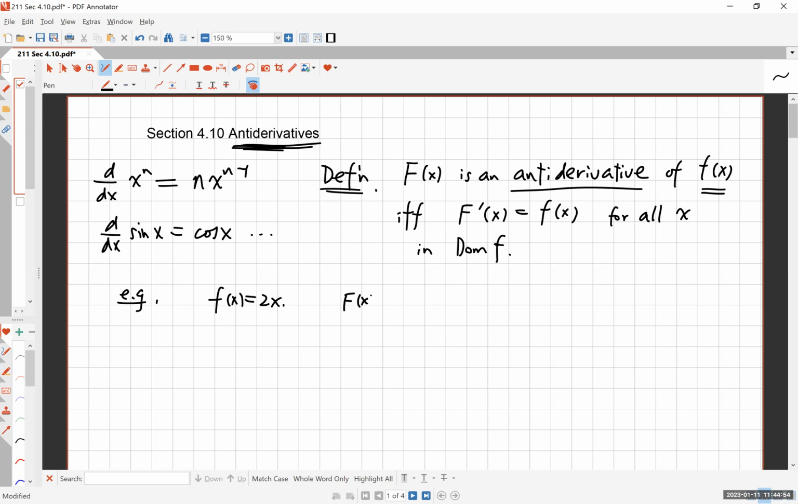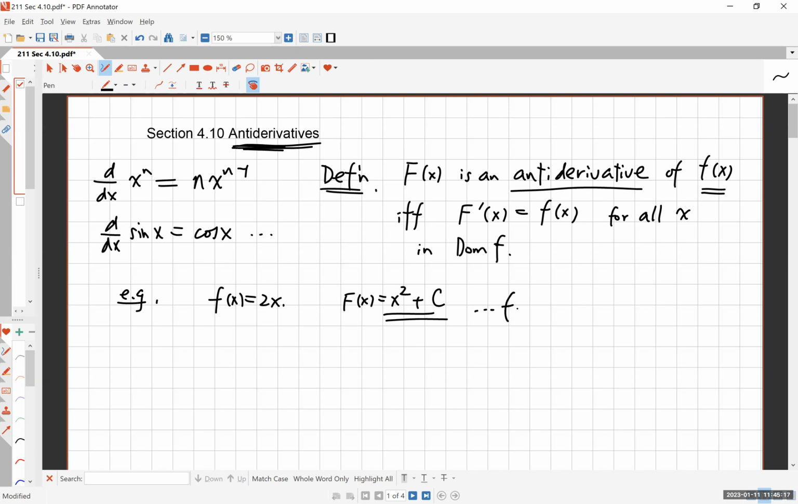Okay, now if f of x is 2x, can you think of a function whose derivative is 2x? Yeah, I think you can. x squared, right? The derivative of that is 2x. No problem. So this is an antiderivative of 2x. But so is x squared plus 1, plus 2, and all that, right? So you can just add an arbitrary constant, and this will be all of the functions whose derivative is 2x.